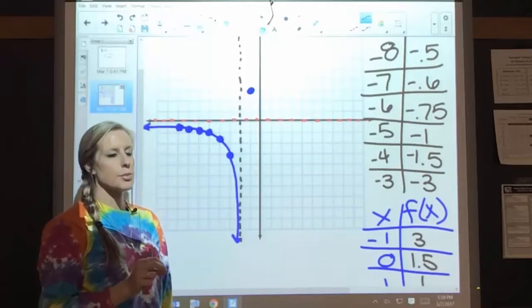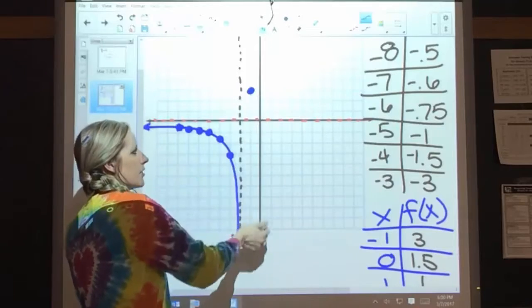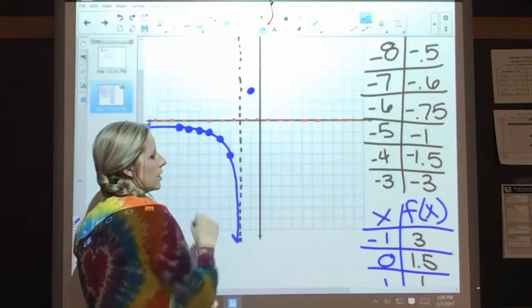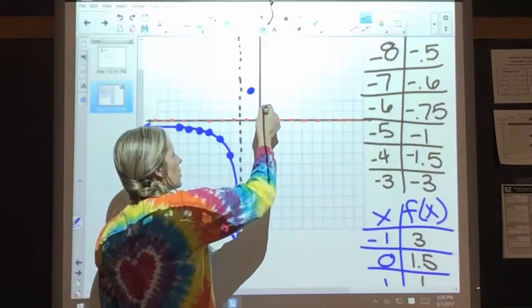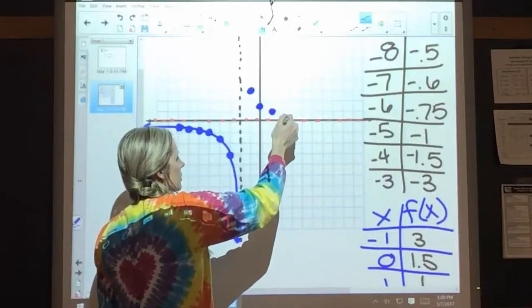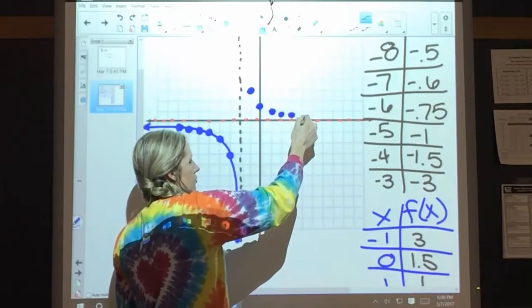Remember, when you're plotting these points, you're not necessarily looking at these asymptotes. You're looking at the normal axis. So -1, 3. 0, 1.5, 1, 1, 2.75, 3.6, and 4.5.